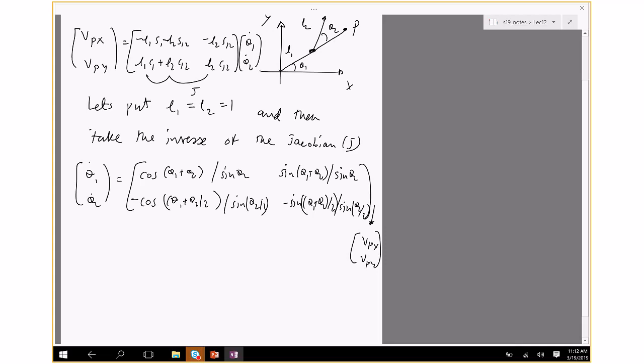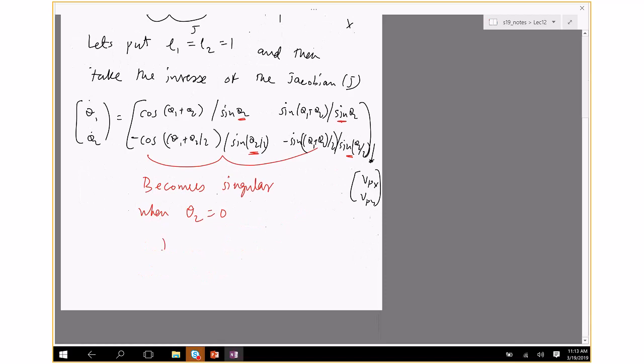goes to become singular when theta 2 equals 0, right? See, theta 2 is appearing in the denominator, so when that equals 0, you'll see that the determinant becomes zero, so J inverse goes to infinity. Okay, so what is theta 2 equals 0? Let's draw the manipulator in this configuration.